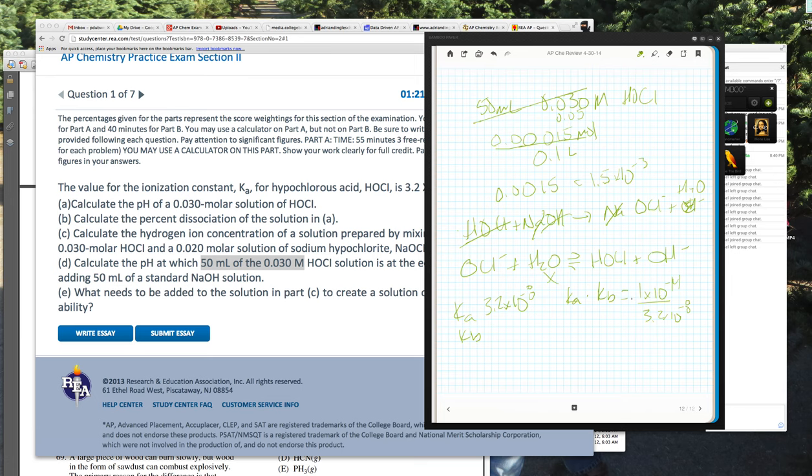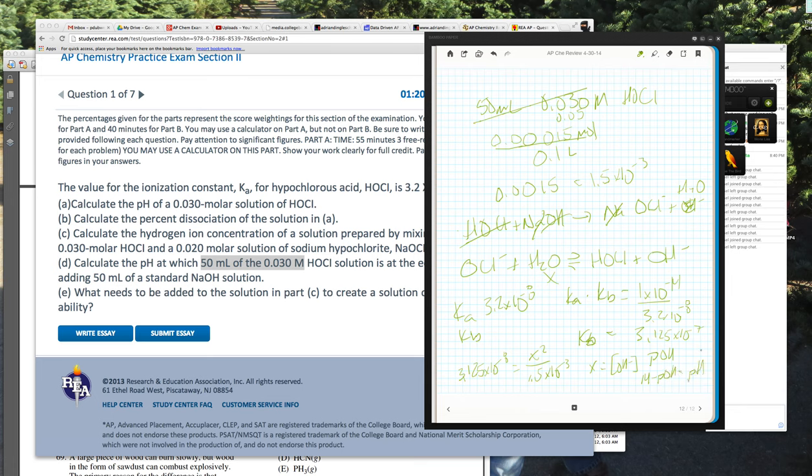I'm going a little bit deep here, but free response questions do that. They get more difficult as you progress down. So 1 exponent negative 14 divided by 3.2 exponent negative 8th, you end up with Kb, which is equal to 3.125 times 10 to the negative 7th. And so once you've done this, you can do the ICE table. So 3.125 times 10 to the negative 7th is equal to x squared over the concentration, which we just said was 1.5 times 10 to the negative 3rd molarity. So you solve for x, and that gives you your OH minus. You could then solve for pOH, and then 14 minus pOH equals pH.